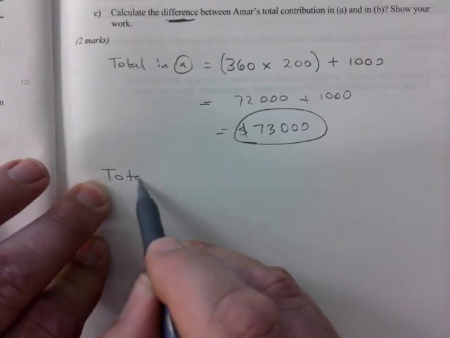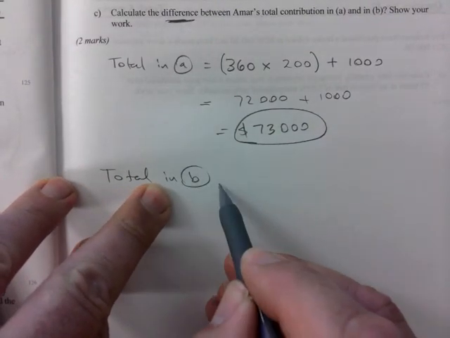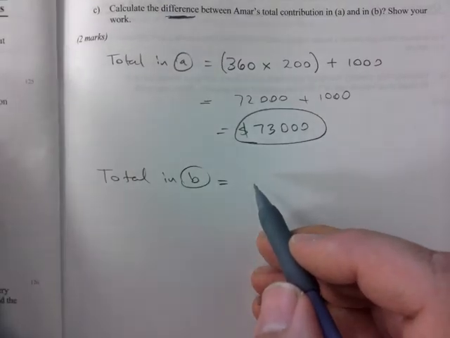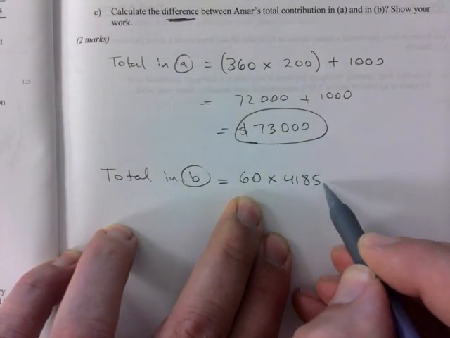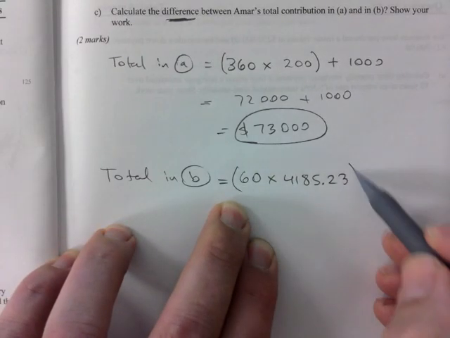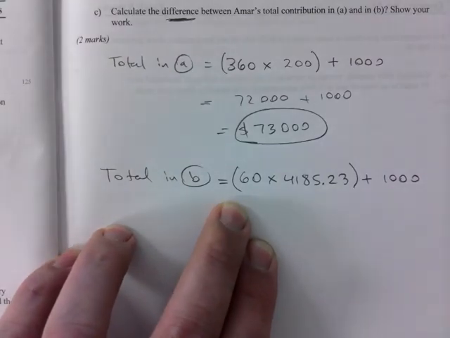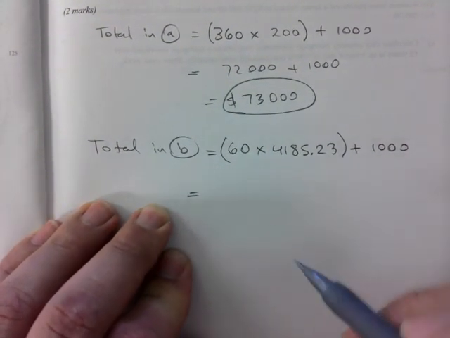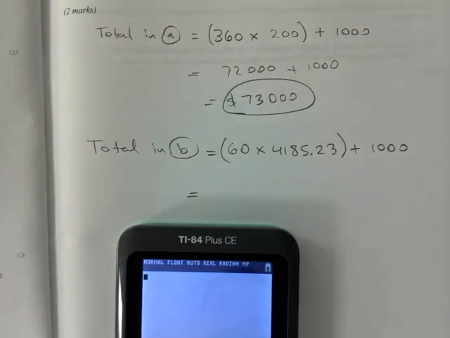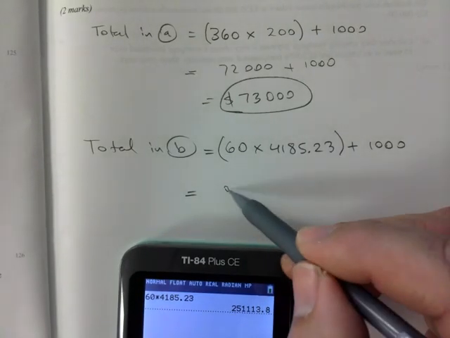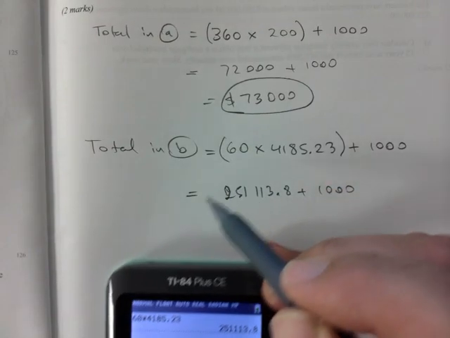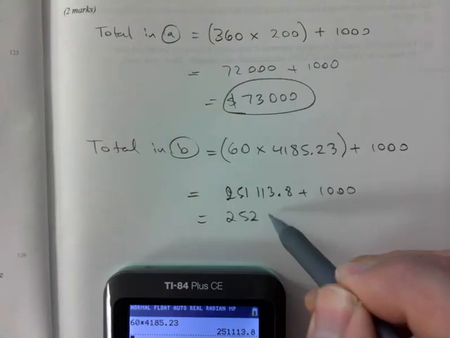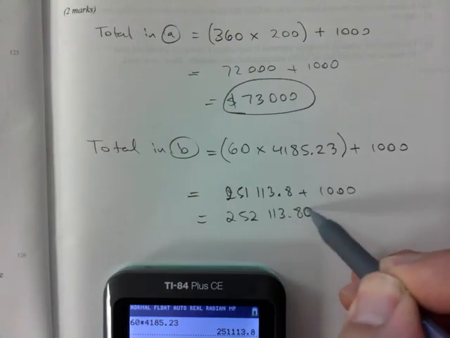Total in B, if you go back to N, you made 60 payments of 4185.23, okay? Plus, you still put in $1,000 from your own money at the very beginning. So let's calculate that. So that part is 251,138 plus 1,000. So that would be 252,113.80. Make sure you have that.